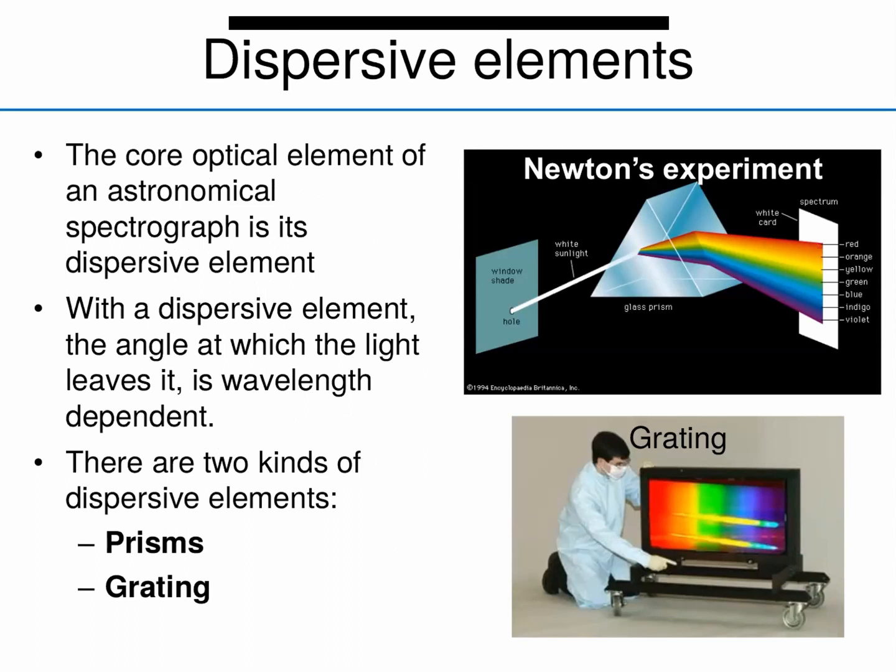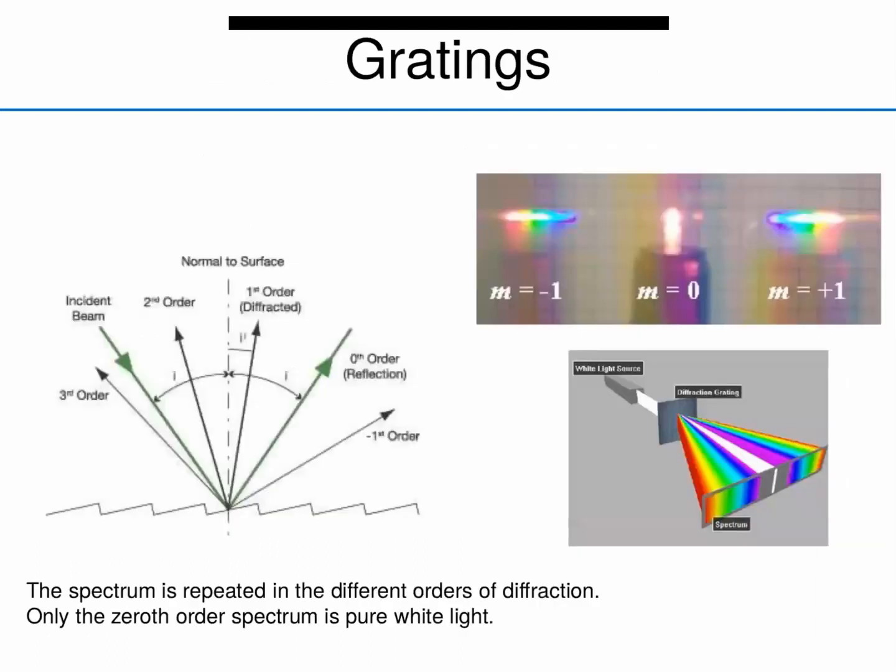And there are two kinds of dispersive elements. There are prisms, like Newton used in his famous experiment. And then there are gratings. There's also actually a third kind that is called a grism, which is a combination of a grating and a prism. But in general, these are the two main elements. And in astronomy, we typically use gratings because you get higher resolution with the size of the element, the grating. And the large prisms that would give you a higher resolution are difficult to manufacture.